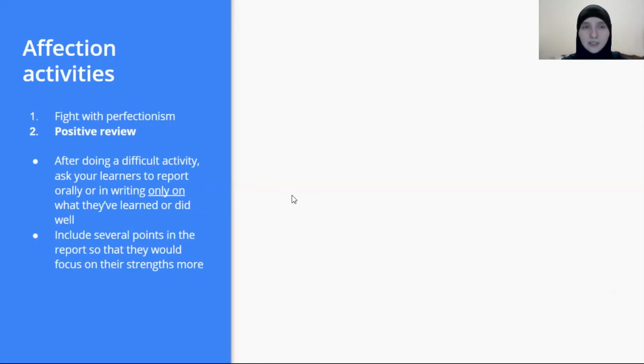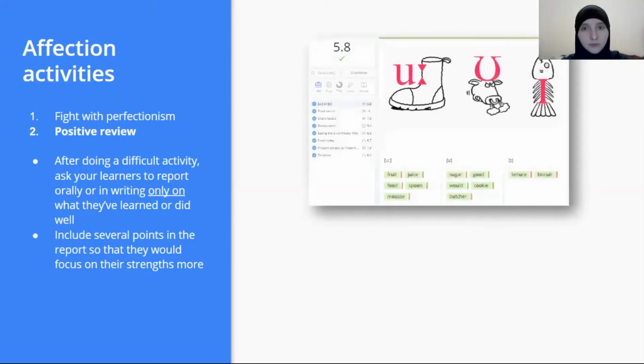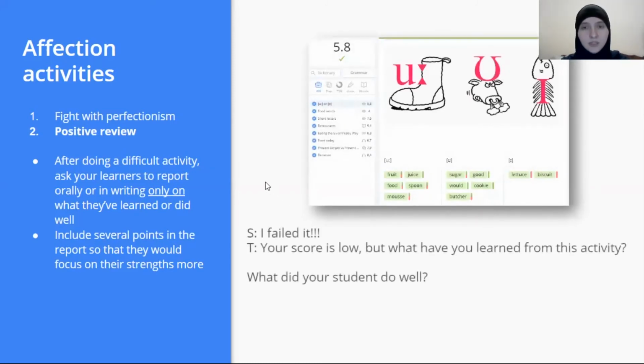This one is kind of similar to the previous one, but here we want our students, after doing something difficult, to report orally or in writing only on what they have learned or did well. They need to include several points in this report, so they would focus only on their strengths. For example, after this exercise, you see that yes, there are some mistakes, and probably your student would say something like, I failed it, it's awful.